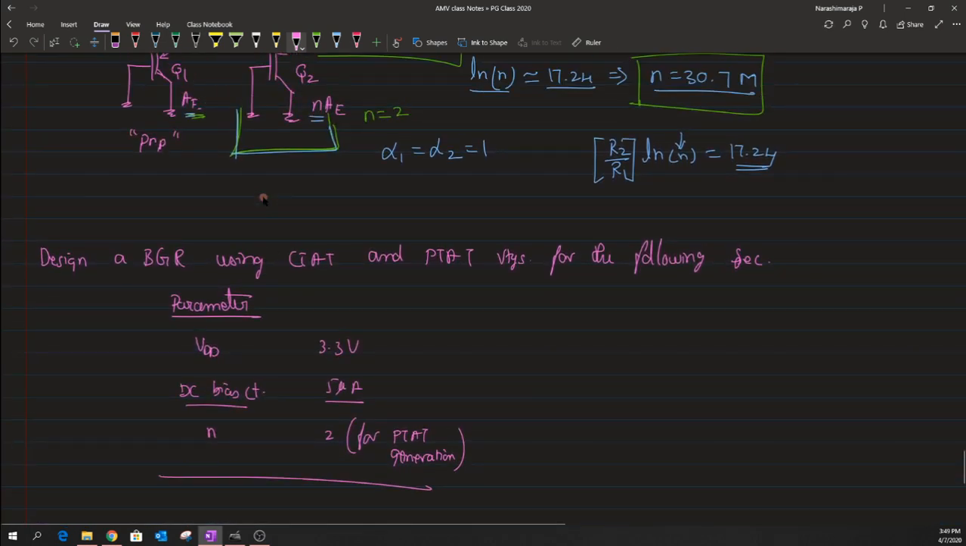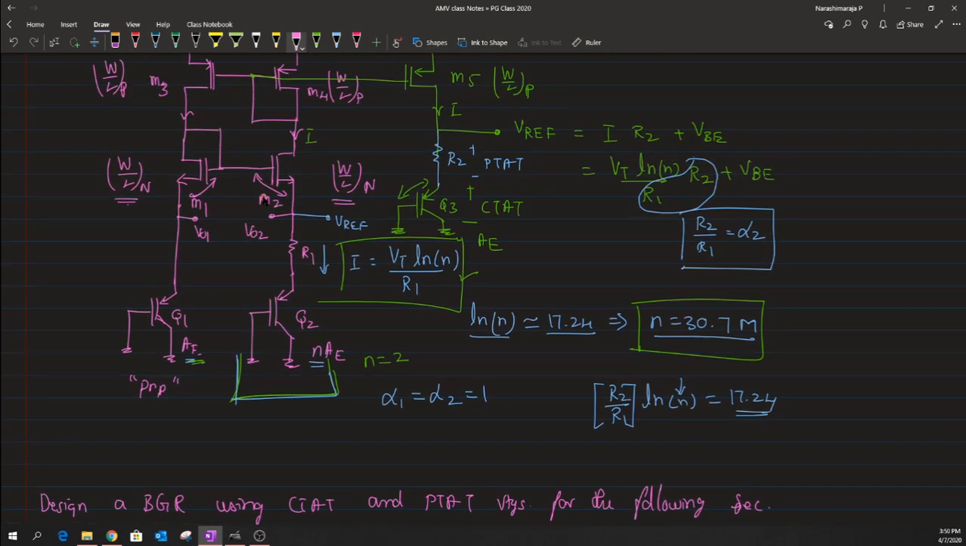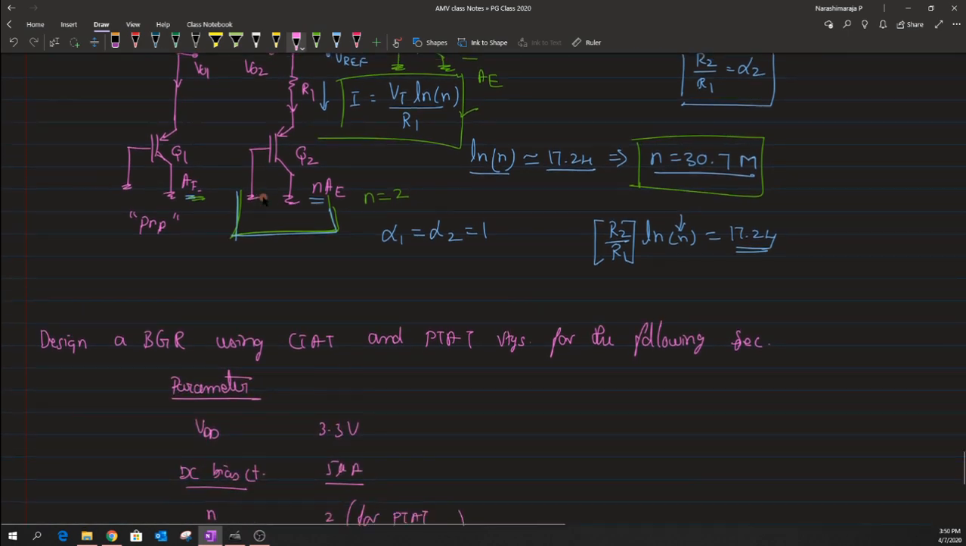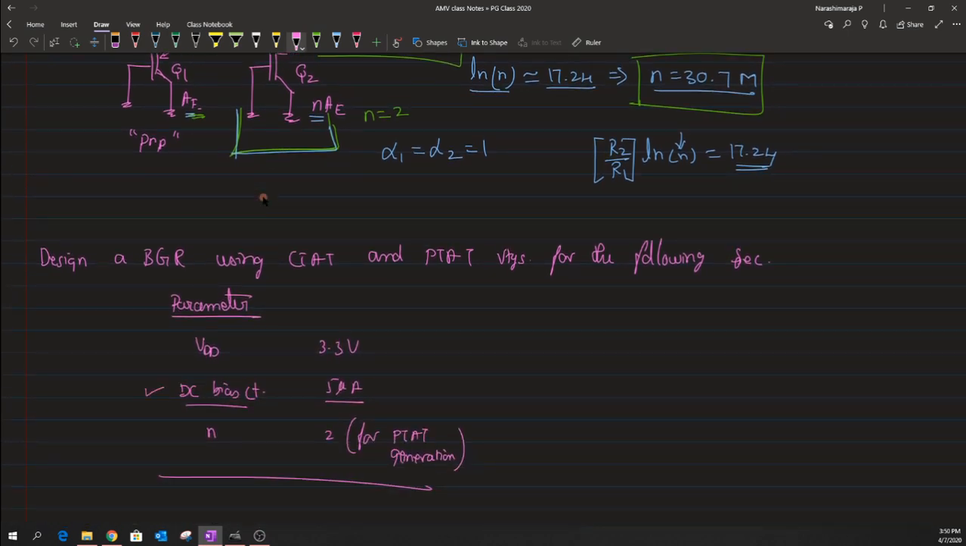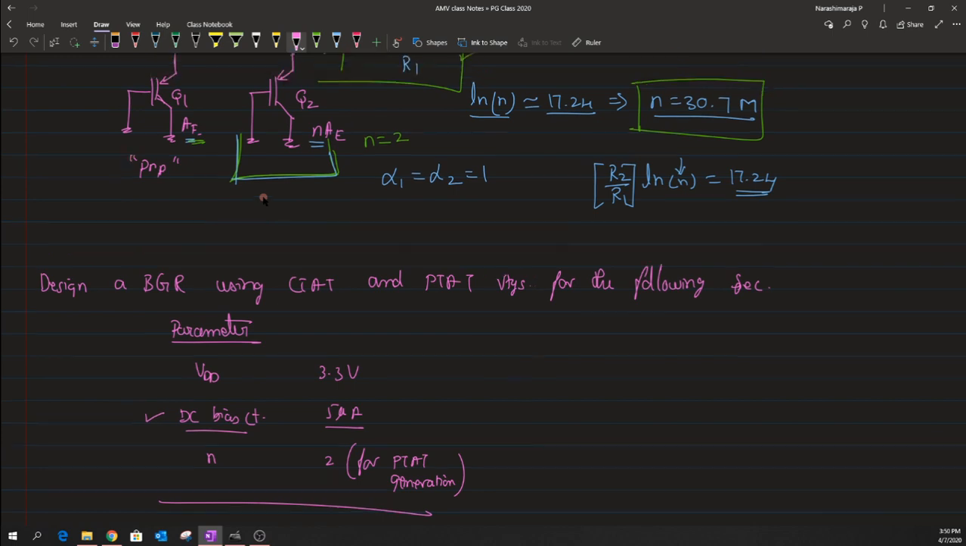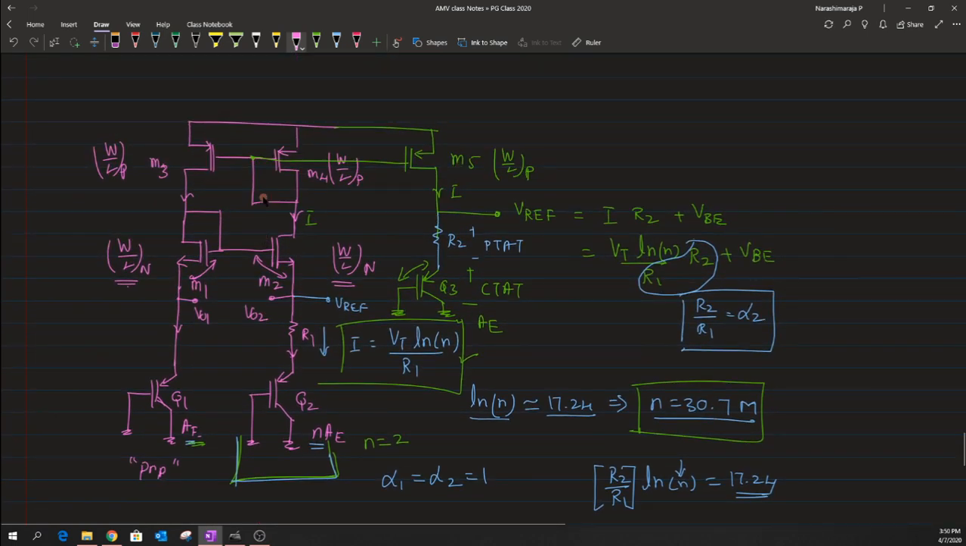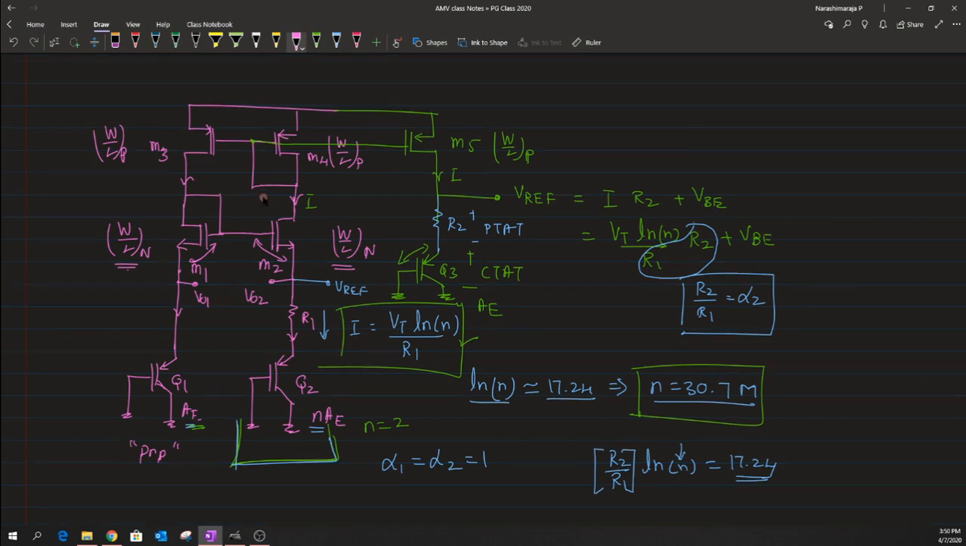So probably in the next class we will discuss one more type of BGR circuit which has been built using an op amp, where one could have different current factors flowing across both these branches. So in that case both the values of current have to be given. Whenever a single current value is given, it is implied that one has to use this supply independent circuit in order to build this BGR.